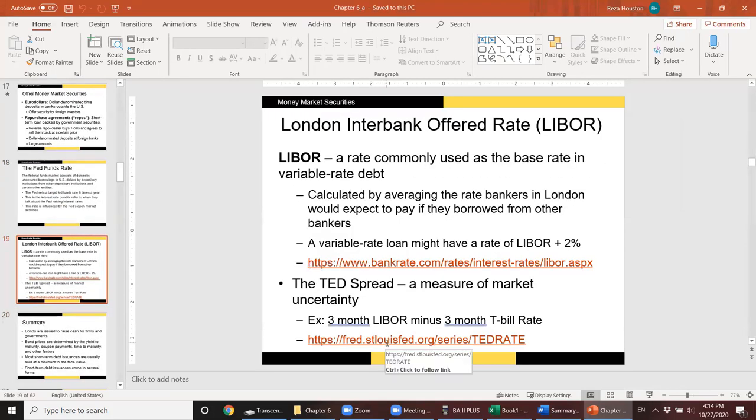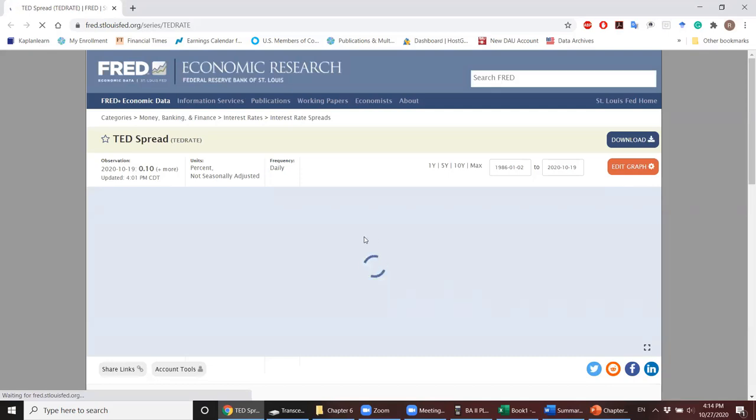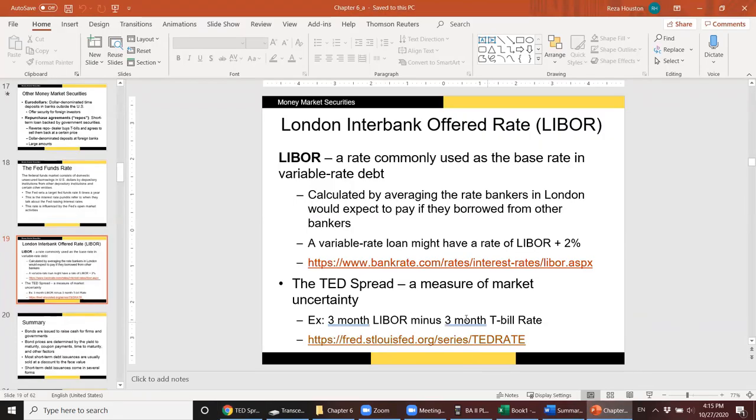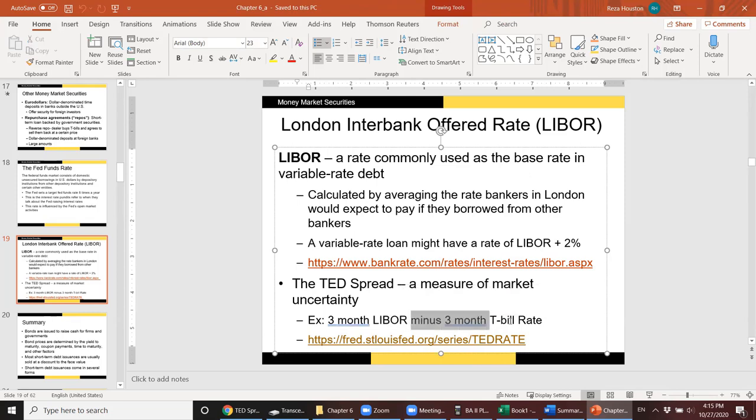The reason this is important is because during periods of great market uncertainty, the LIBOR will be very high. The other component is the 3-month T-bill rate, or a treasury bill with a corresponding maturity. And so the TED spread is one of our most important measures of market uncertainty. Typically, during periods of market uncertainty, the LIBOR rate will rise because banks are not as willing to lend to each other, but the T-bill rate will shrink because investors want to hold that very low risk security. And so what ends up happening is this.